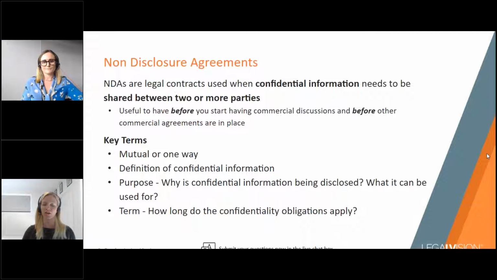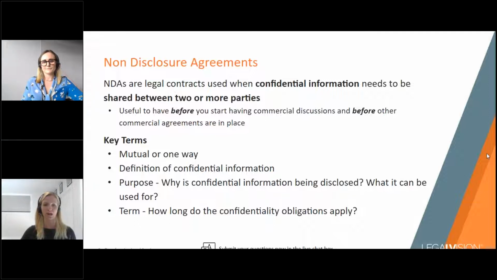So are they going to be mutual or one-way? A mutual agreement is where both parties are sharing confidential information. A one-way agreement is where only one party is sharing confidential information. Another key term to be aware of is the definition of confidential information. Is it broad? Is it narrow? Does it fit the confidential information being shared and the purpose for which it's being shared?